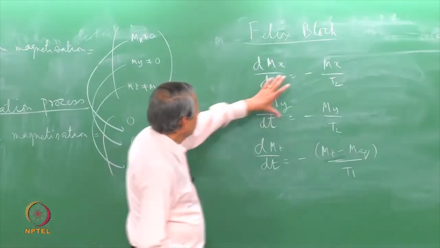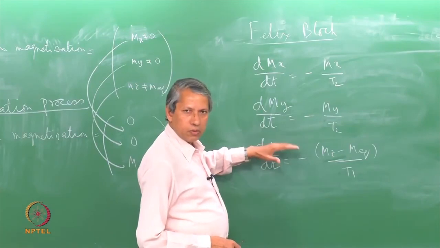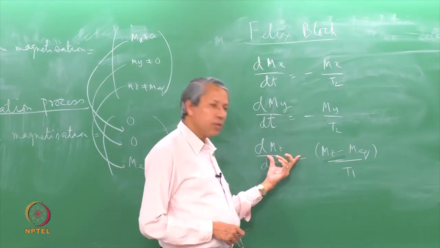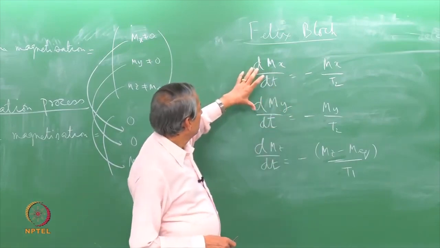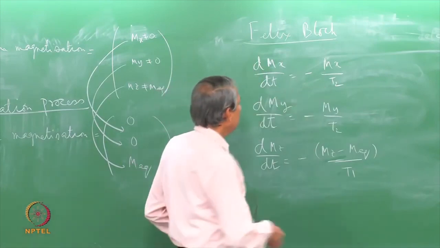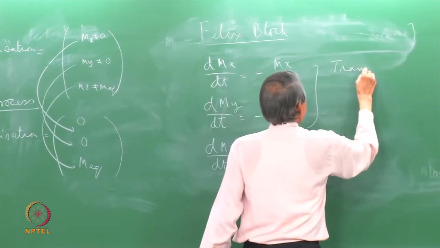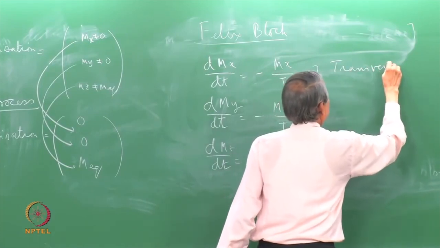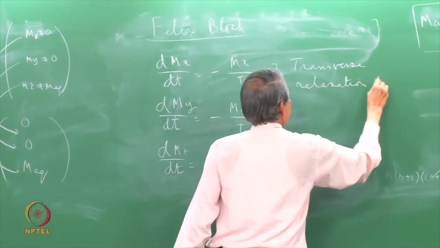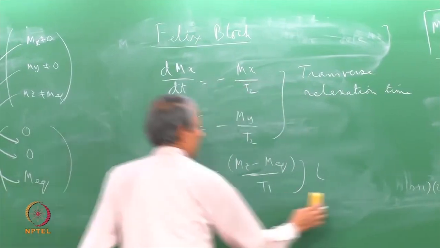So, the reason for these two being different is, as I already mentioned, that this involves energy exchange with the surrounding. So, the processes or mechanisms which make this process take place are quite different from the mechanisms which make this process occur. Naturally, their time constants need not be the same. We call this process the transverse relaxation time. And this is called the longitudinal relaxation time.